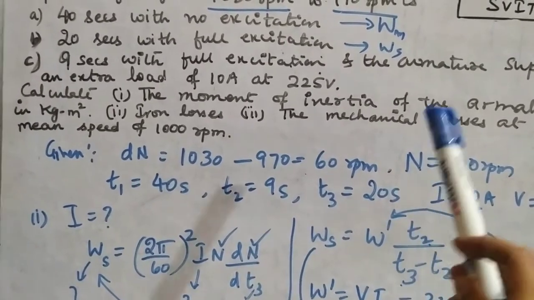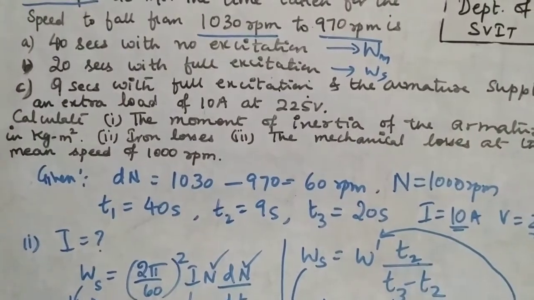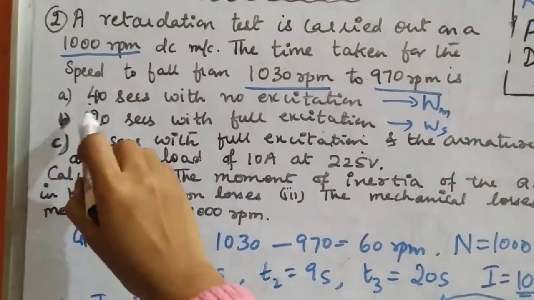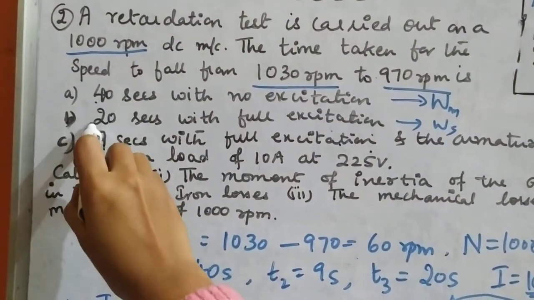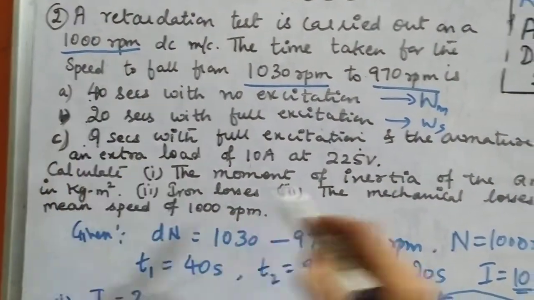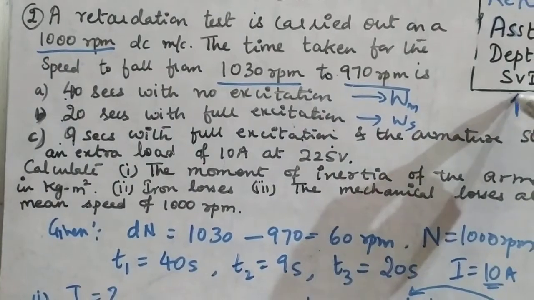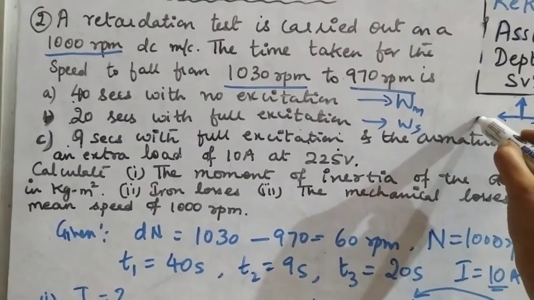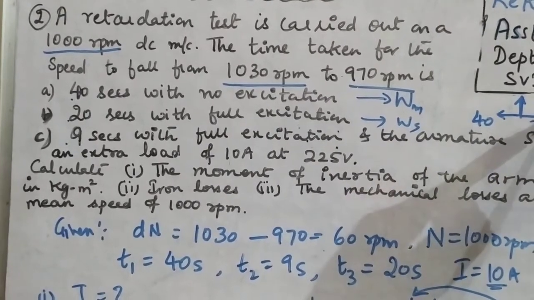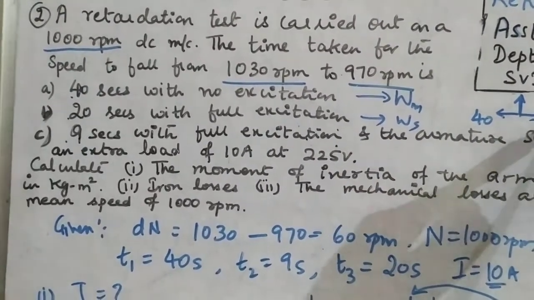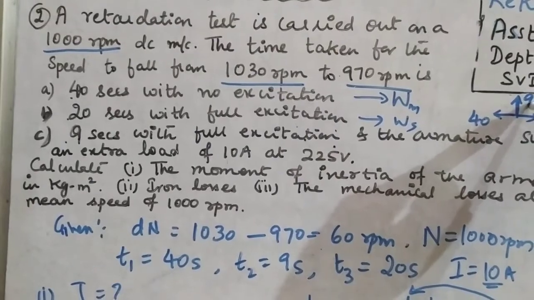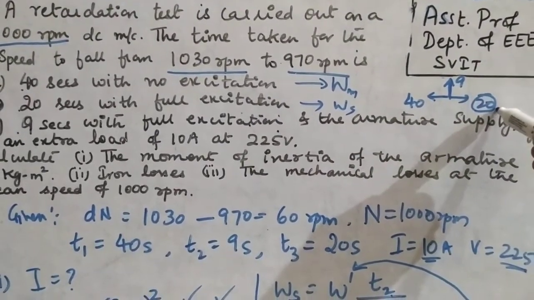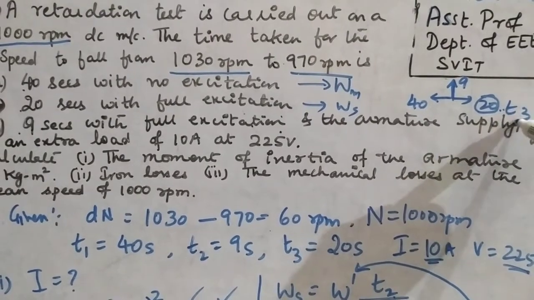When you are switching, this is with no excitation on the supply side, this is the final value, and this is in between. Let me take the switch position like this. With no excitation it is 40, with full excitation it is 20, and in between it is 9. Here 20 is the final value, the time t, which I have denoted as t3.